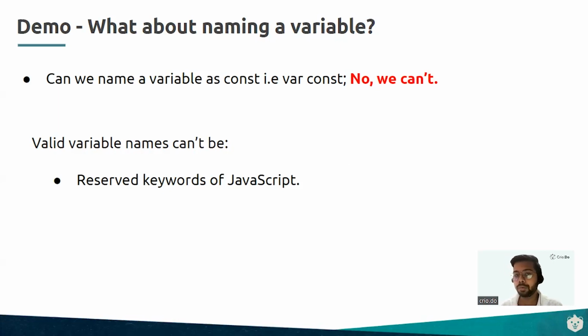So what is the thing we have learned up till now? Your valid variable names should only start with a letter, underscore, or a dollar sign, and it should not be a reserved keyword of JavaScript.